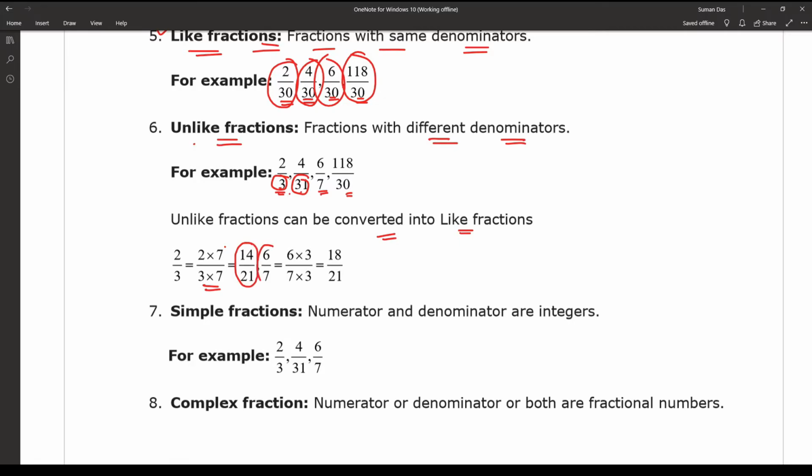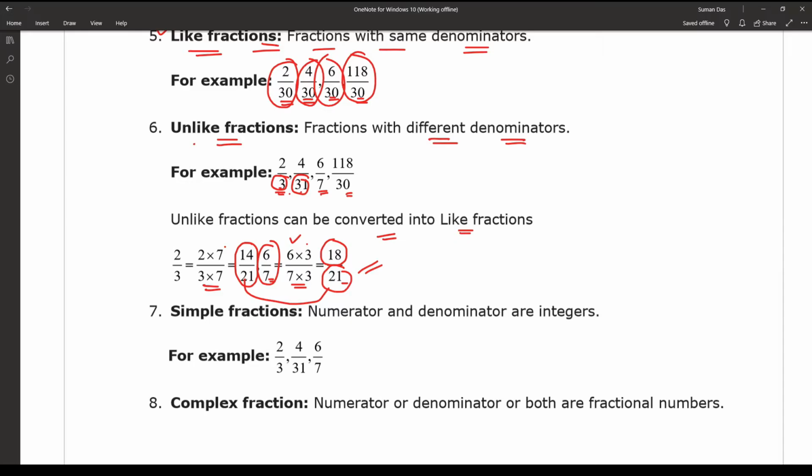Now look at 6 by 7. We multiply the denominator 7 with 3 to get the denominator the same as 21. In the same way, as we multiply the denominator by 3, we have to multiply the numerator by 3. So the fraction is 18 by 21. So 2 by 3 is now 14 by 21 and 6 by 7 is now 18 by 21. So now the unlike fractions have been converted into like fractions.